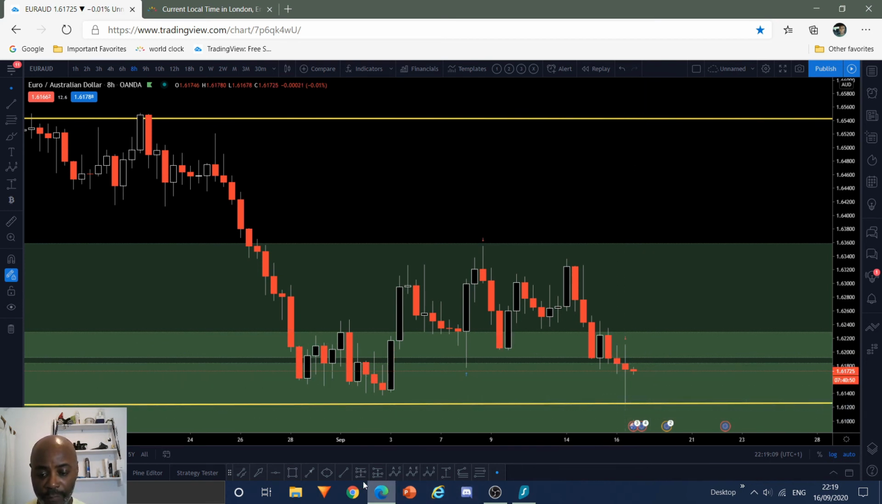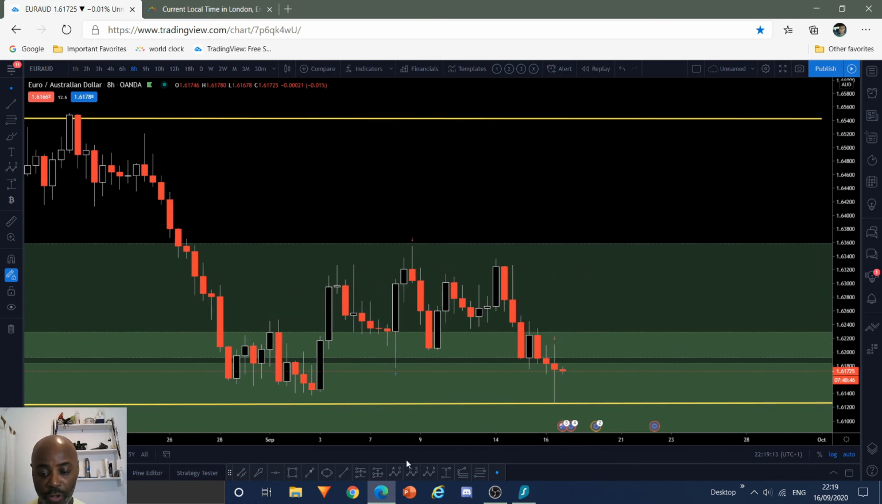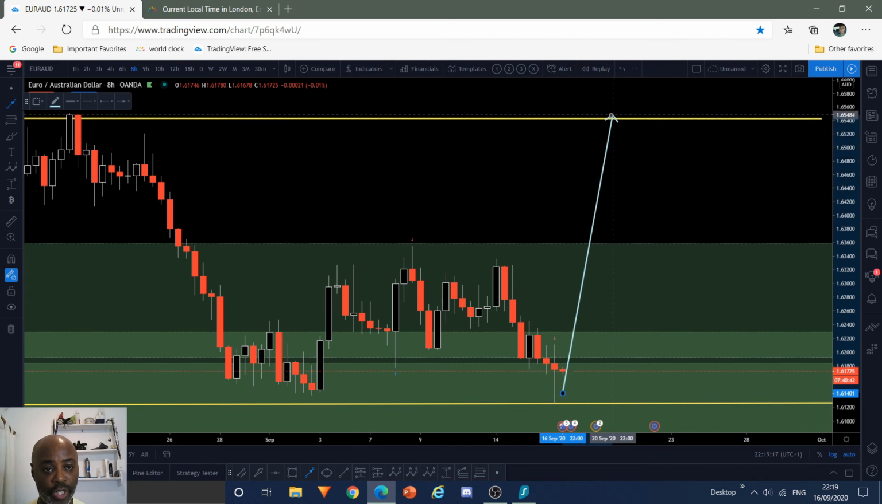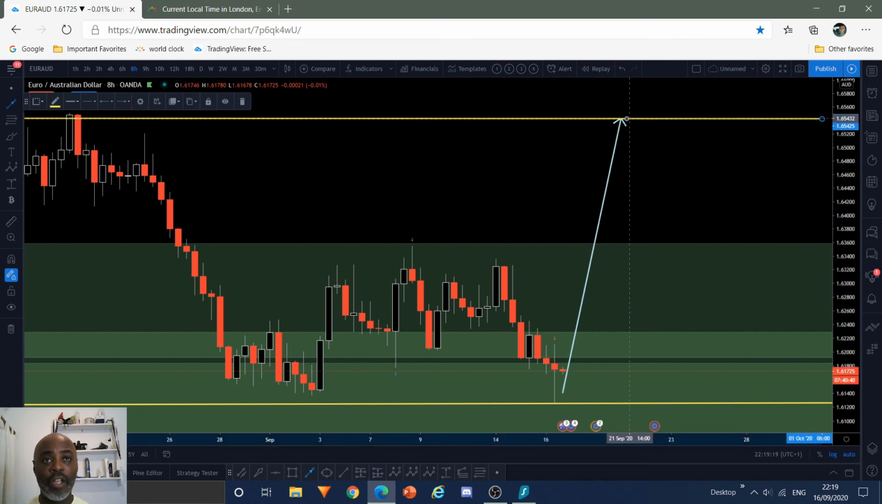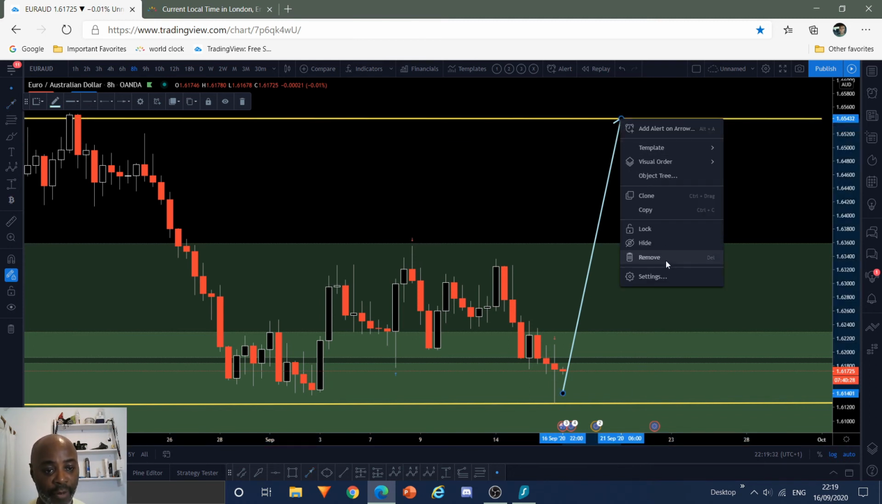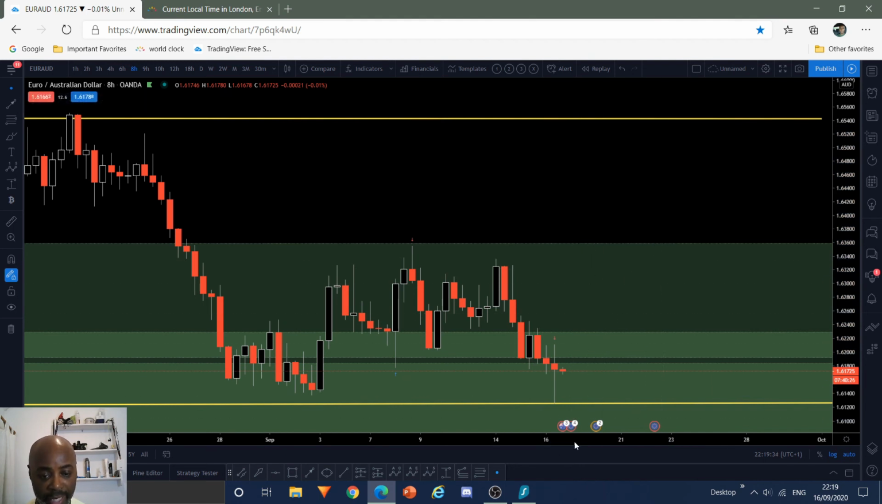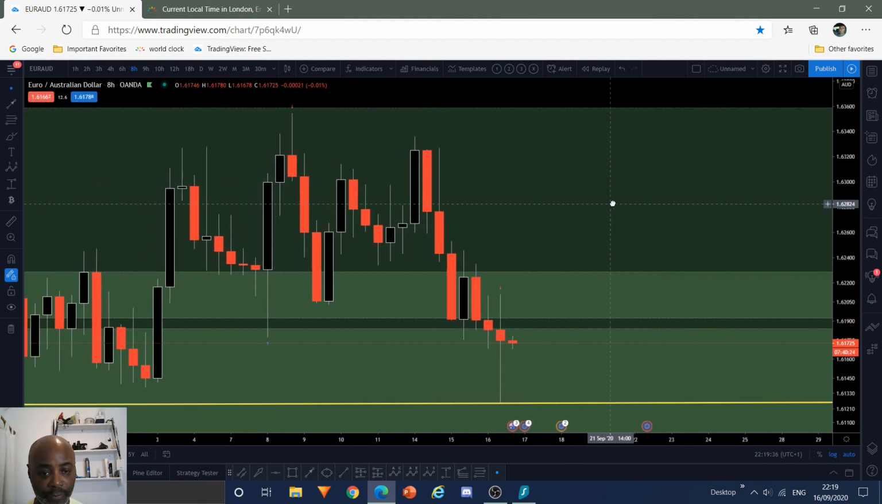So what I'm hoping for now is I'm hoping for a play up into the top of this channel, which is what I was originally targeting before. So this is under the basis that we're bullish the euro, bearish the Aussie. Okay, so we're buying the euro and selling the Aussie here. So we're looking for price to go up into that area there. Now, this is the play. Let me fatten this up.